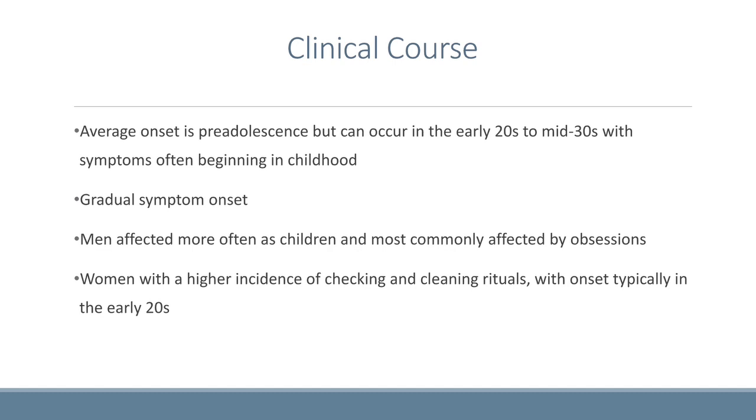The average onset of OCD is pre-adolescence, but can occur in early 20s to mid-30s, as most mental health challenges do, with symptoms often beginning in childhood. It's a gradual symptom onset. It gets worse with age. Men seem to be affected more often as children and most commonly are affected by the obsessions. Women have a higher incidence of checking and cleaning rituals, with onset typically in their early 20s.